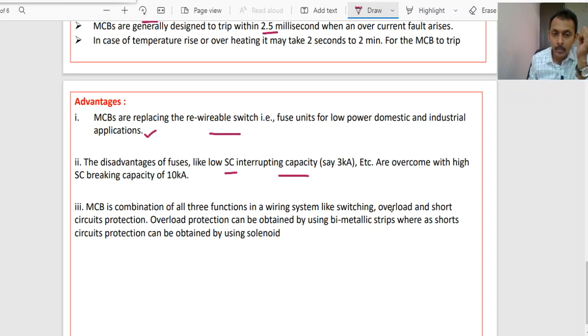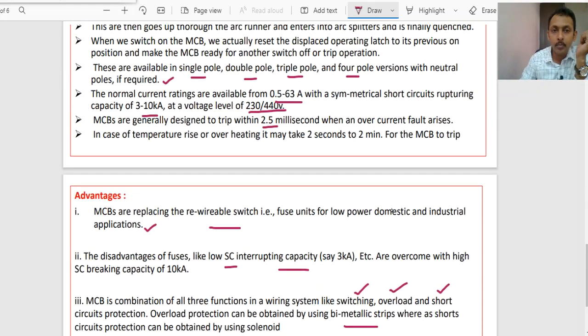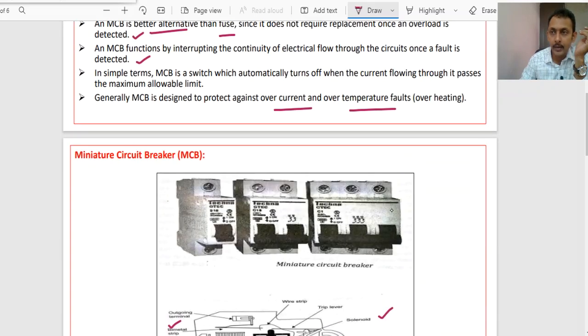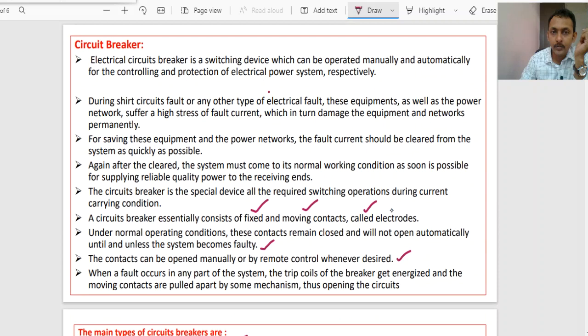So an MCB is a combination of all 3 functions in a wiring system: switching, overload protection and short circuit protection. It protects, and it also acts like a switch. Now the overload protection is obtained by using bimetallic strips, whereas short circuit protection is obtained by using a solenoid. So these are some of the important points with respect to the miniature circuit breaker. Thank you.